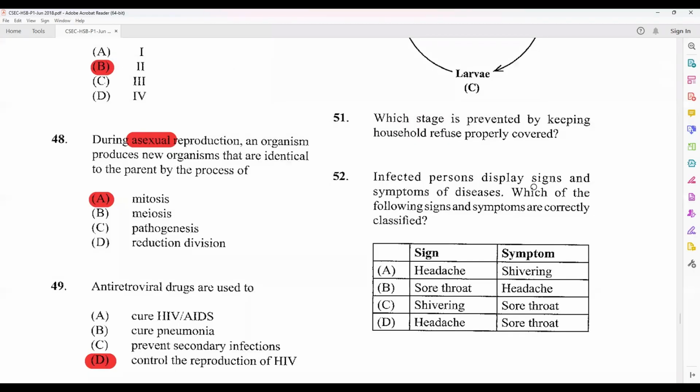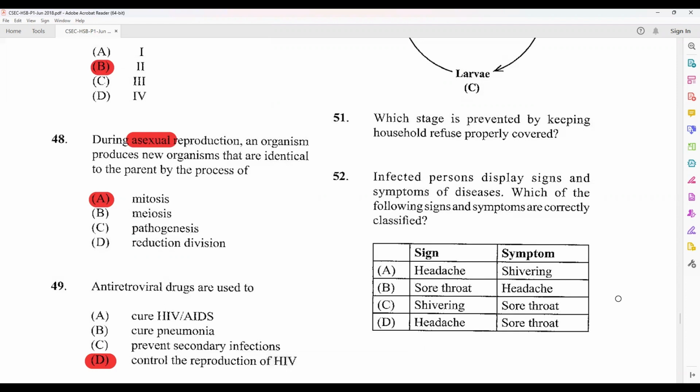Infected persons display signs and symptoms of disease. Which of the following signs and symptoms are correctly classified? We have signs on one side and symptoms on the other. Headache: straight away, we know that a headache could only be experienced by the person having it. So that makes headache a symptom. So straight away, A and D are incorrect, so we cross those two out. So we have B and C left.